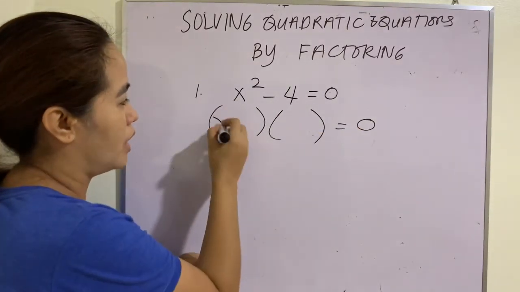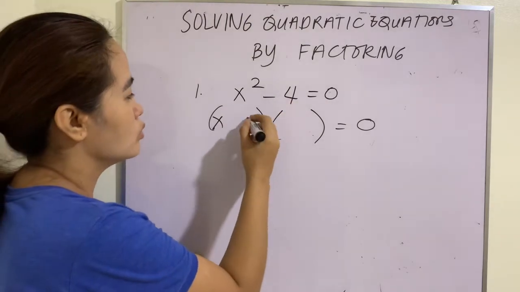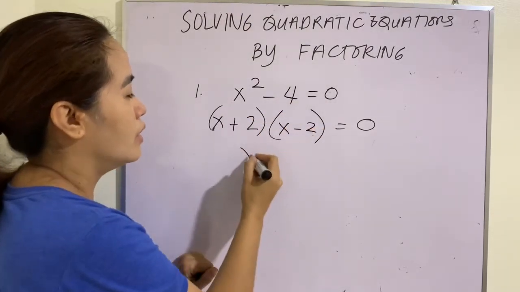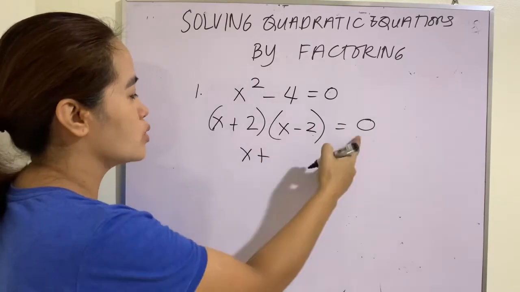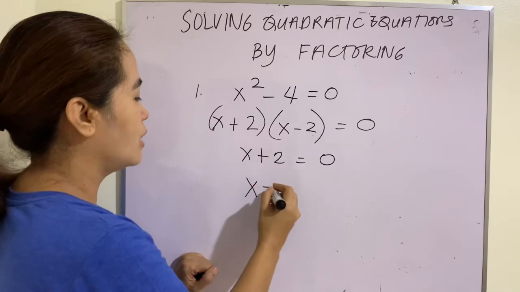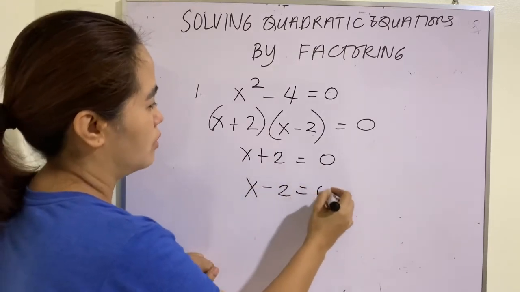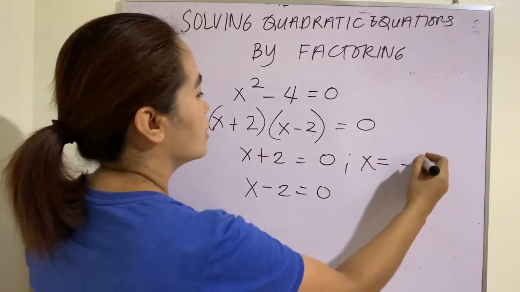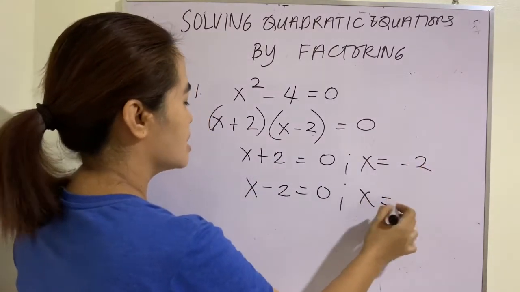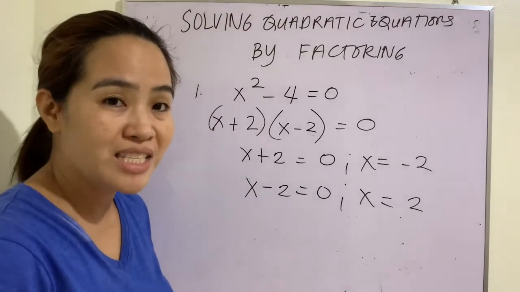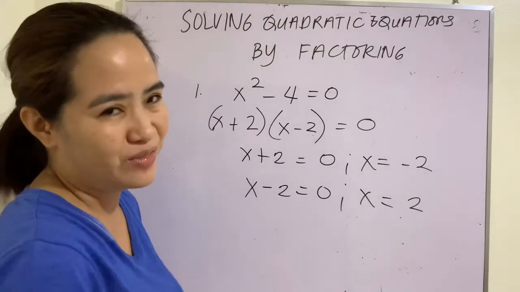Get the square root of x squared, get the square root of 4, which is 2, and then one positive and one negative. And then you equate each factor to 0. X plus 2 equals 0. X minus 2 equals 0. You solve for x here. This is x is equal to negative 2, and then x is equal to positive 2. So the values of x are negative 2 and positive 2.